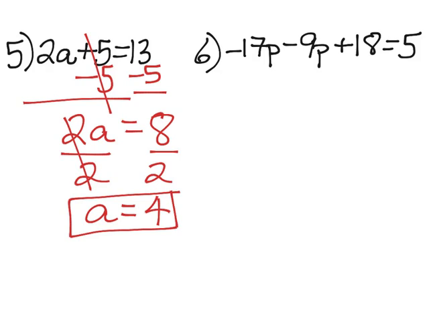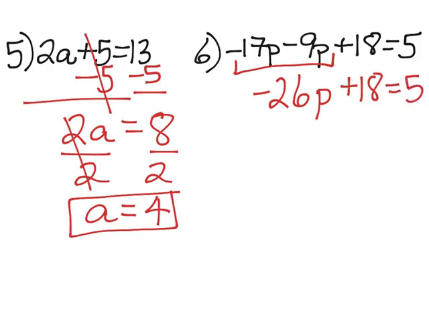Number 6. As you can see right here, we have two p-values. Something that's not in the order of operations is combining like terms. Always get one variable first. So we have two variables right now. They're both p. We need to combine like terms. So if we combine them together, we are going to get negative 26p. Then we have the plus 18, then equals 5.